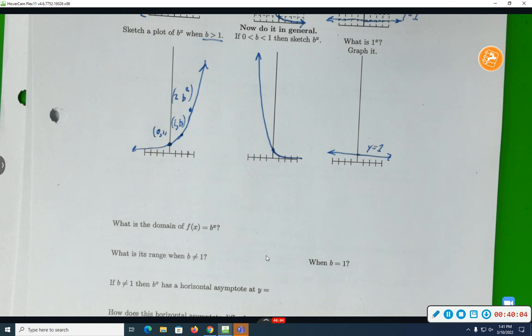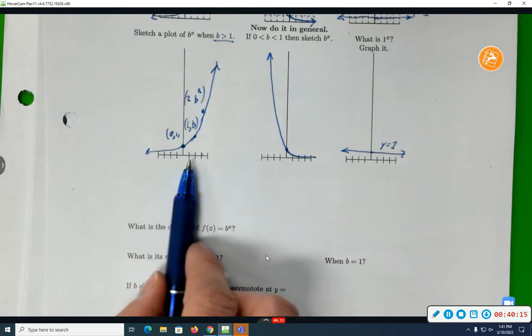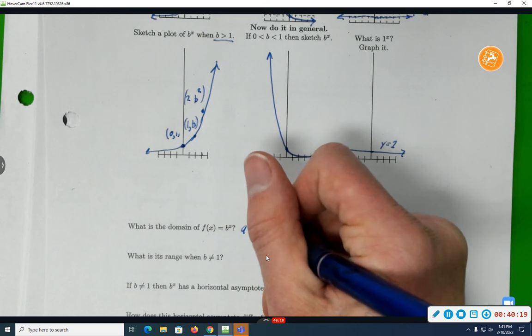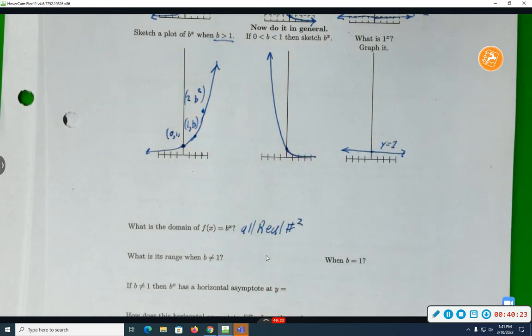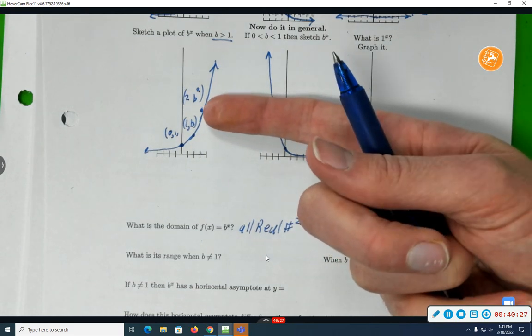What are the domains of these functions? The domain is what x values do you see? And it keeps on going this way. It gets really far up, but you can plug very big numbers into exponents. Range. What's the range of that function?